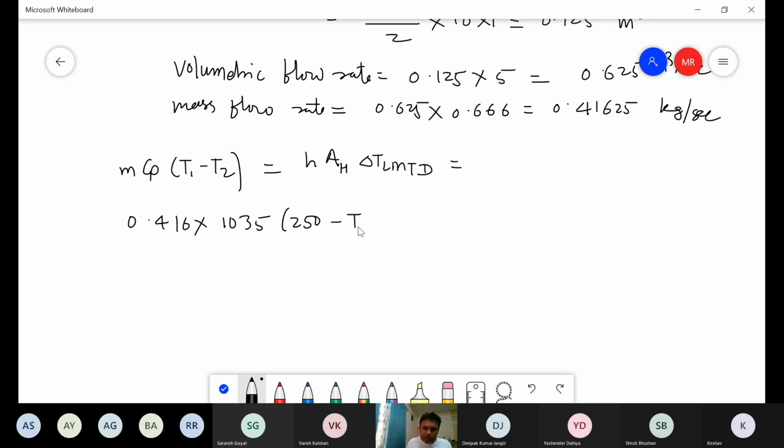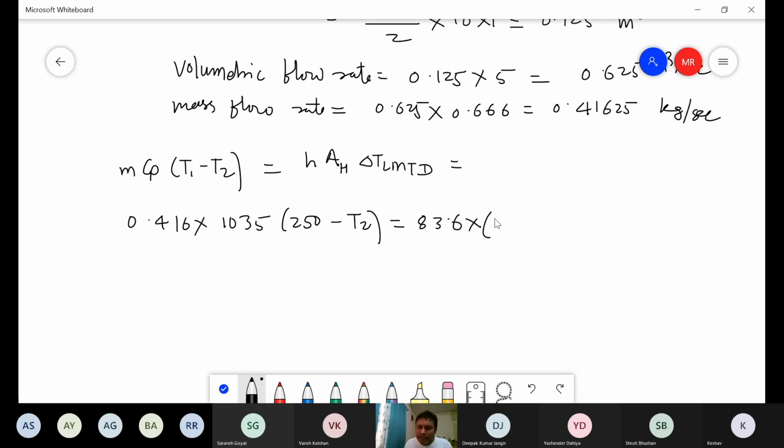250 minus T2 is unknown. H we have already calculated earlier, so that value is 83.6, isn't it? What will be the heat transfer area? Now heat transfer is taking place over the entire bundle of the tube, isn't it? What is the area of each tube? Area of each tube is going to be pi dl, isn't it? And pi dl multiplied by the total number of tubes is going to give me the total heat transfer area.